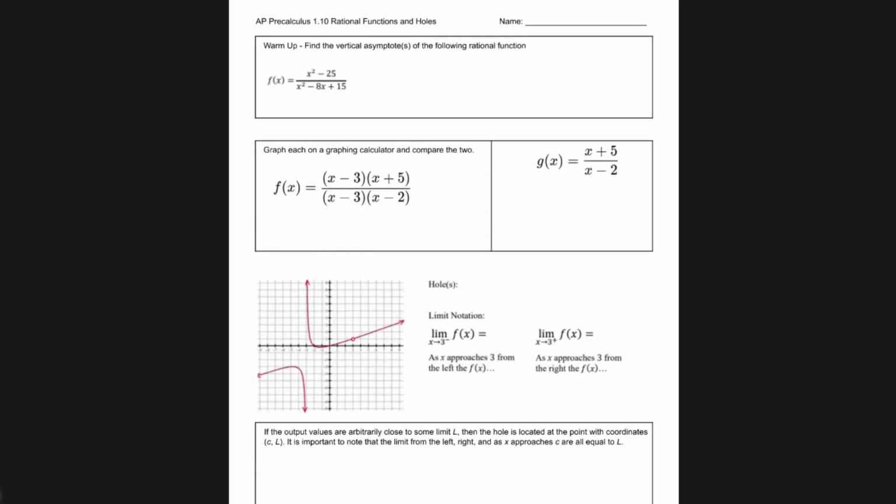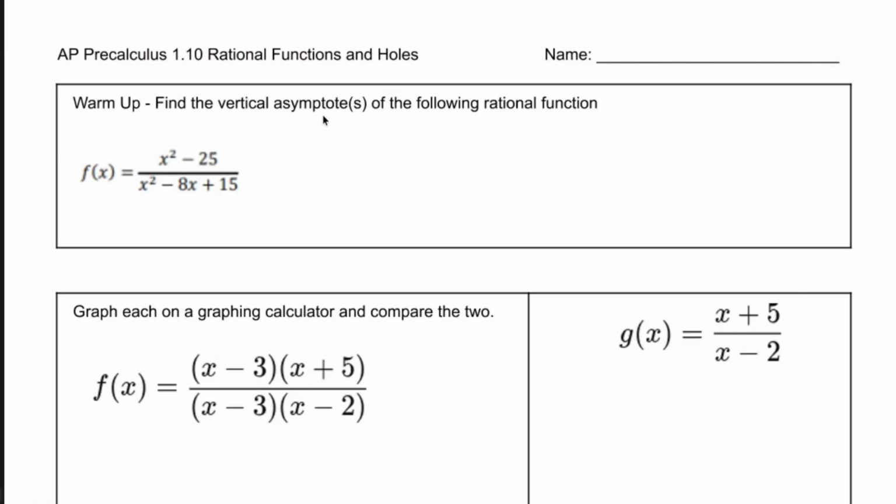All right. Getting right into it. Find the vertical asymptotes of the following rational function. Well, what we really need to do is factor as much as we can. This is a difference of squares. So two numbers that add up to nothing and multiply out to negative 25 are going to be x minus 5 and x plus 5.